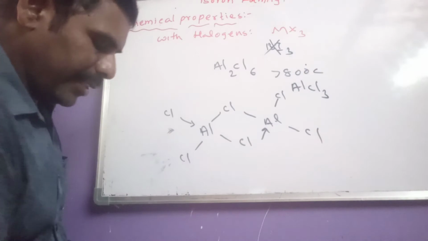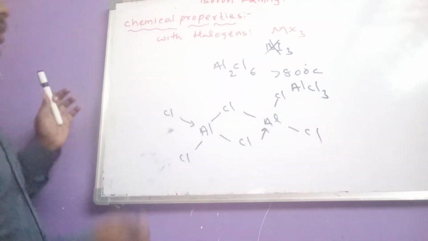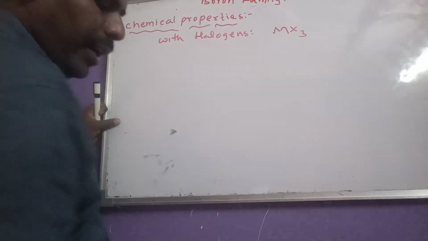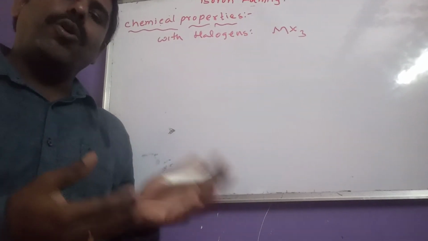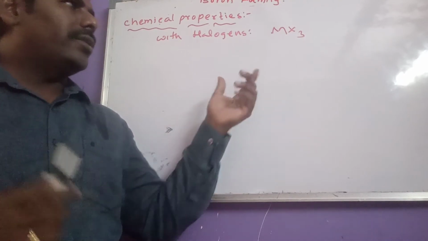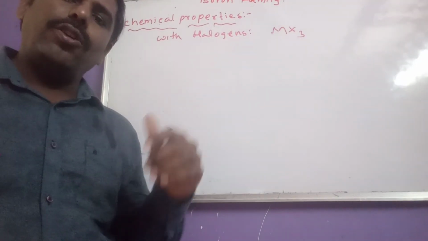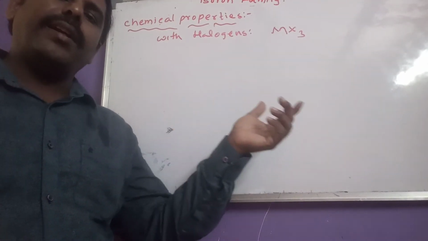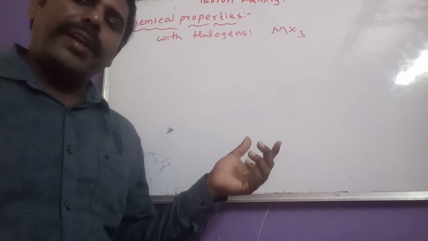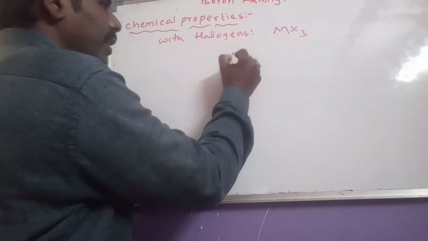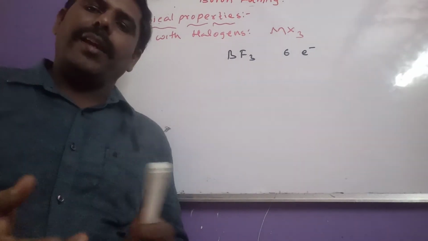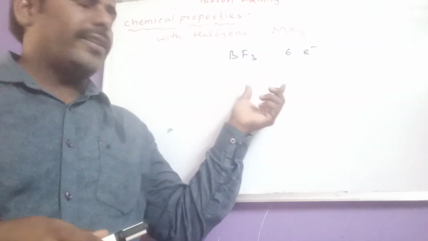This is one important point to remember in the case of halides of third A group elements. Another important point: if you consider halides of boron, they are electron deficient because only 6 valence electrons are there. So these are all electron deficient. By accepting a lone pair of electrons, they act as Lewis acids, because if you consider BF3, 3 bonds are there, meaning 6 valence electrons. So they are able to accept a lone pair of electrons and act as Lewis acids.